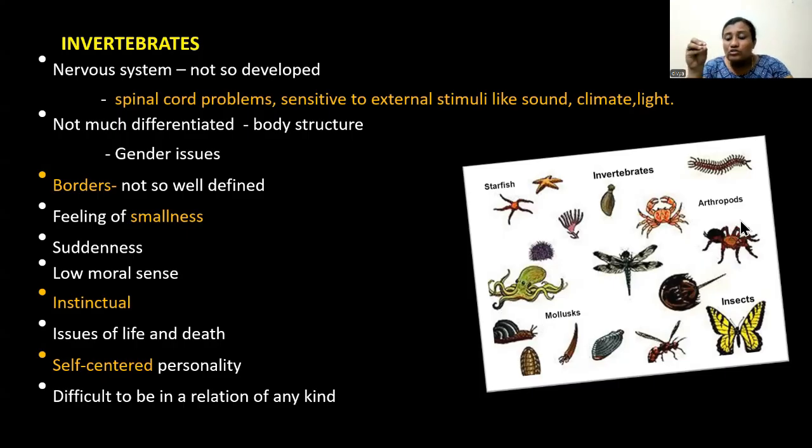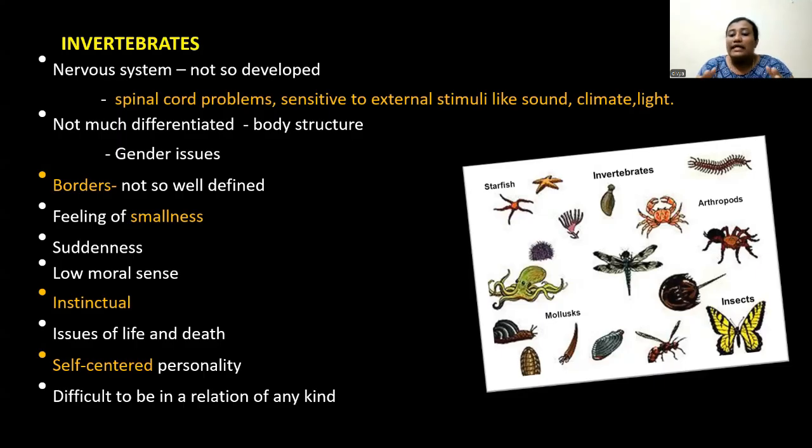So their talk is also a confused type of talk. It will not be structured. Here, there, wavering, they will be talking. Their borders are not so well defined. So all amorphous type of qualities you will see. There'll be feeling of smallness, suddenness, they will be instinctive. So their anger also will be sudden. They can't hold on to anger.